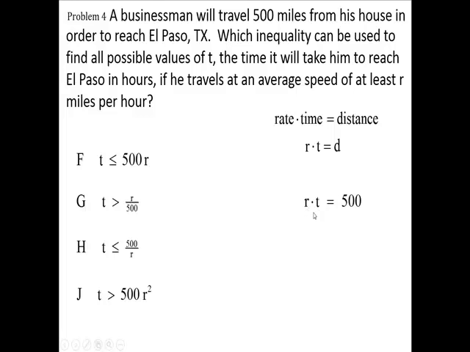Okay? And then to solve this for time, I have to divide by the coefficient of time, which is the r. R is what we're going to divide both sides of the equation by. Both sides will be divided by r. Now it'll give us time over here equals 500 over r.